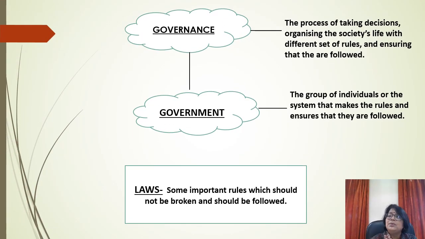Then we learnt about two very important concepts, that is governance and government. Governance means the process of taking decisions, organizing society's life with different sets of rules and ensuring that they are followed for administrative convenience and making society run in a proper manner. This process is very much required, and the group of individuals and system that makes the rules and ensures that they are followed is known as government.